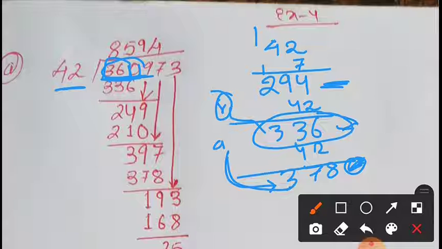You have to remember how much 42 times 7 is, and then 42 times 8 is how much, it is 336, and then 42 times 9 is 378. You have to remember like this.